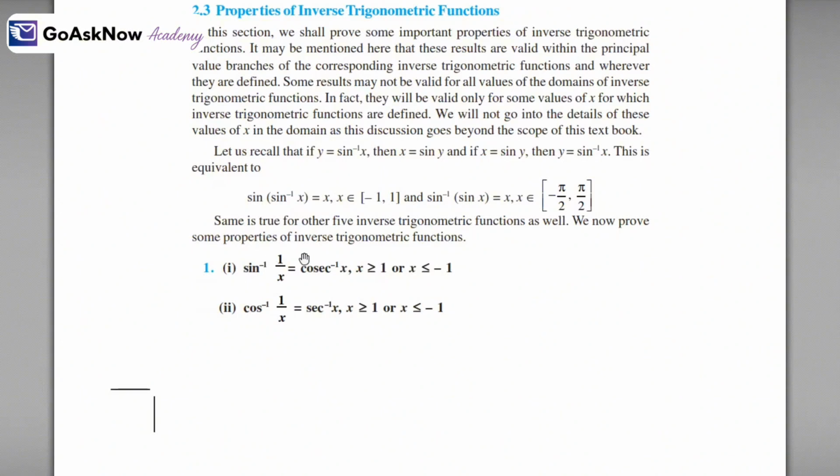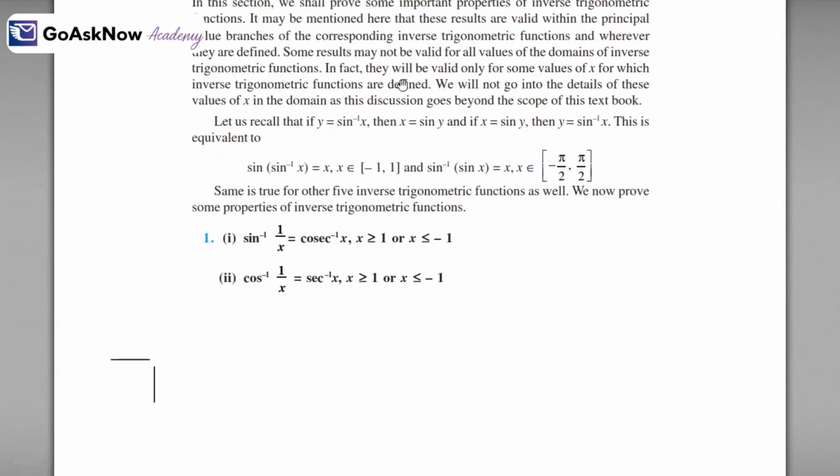We now prove some properties of inverse trigonometric functions. So these are some properties. The first property is sine inverse of 1 by x is equal to cosec inverse x, where x is greater than or equal to 1 or x is less than or equal to -1. We will see in a later part how this formula has come and why the conditions are there. And the second formula is cos inverse of 1 by x is equal to sec inverse x, where x is greater than or equal to 1 or x is less than or equal to -1. Okay. Let's move further.